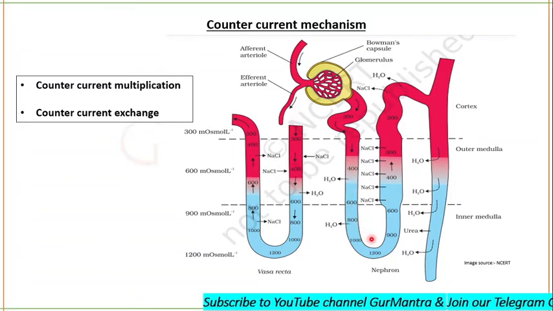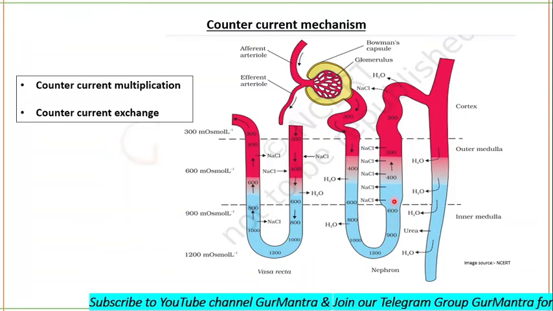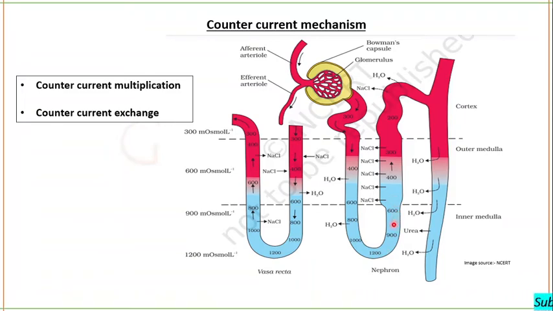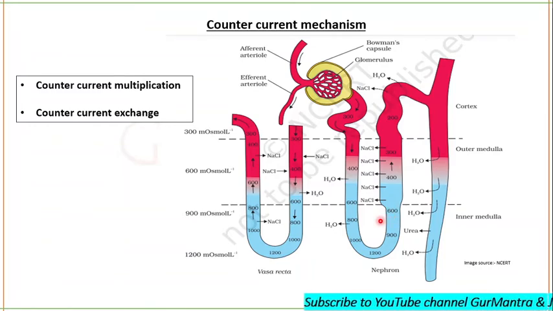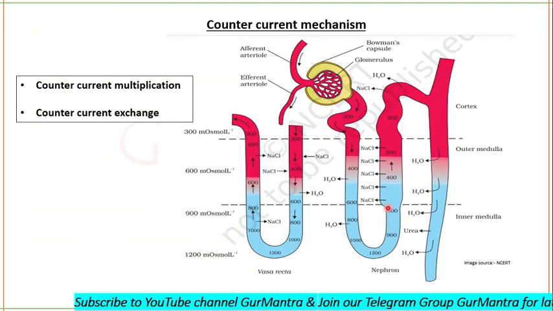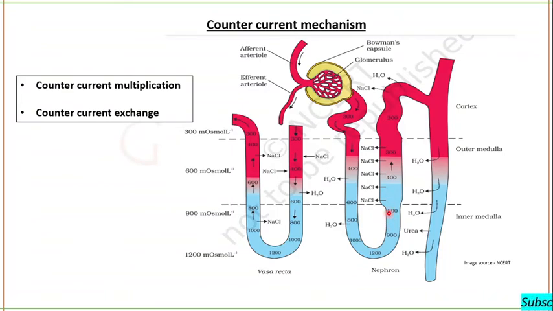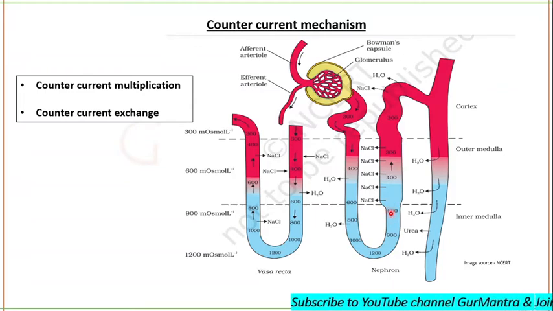the fluid inside the tubule becomes more and more concentrated as it goes down into the medulla. But this is now the ascending loop of Henle, both the thin part and the thick part of the ascending limb. Both of these parts are not permeable to water.